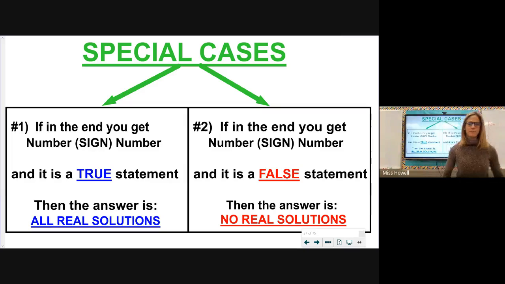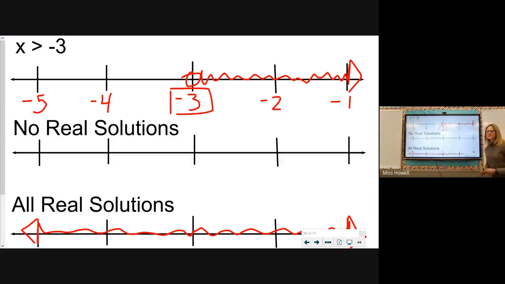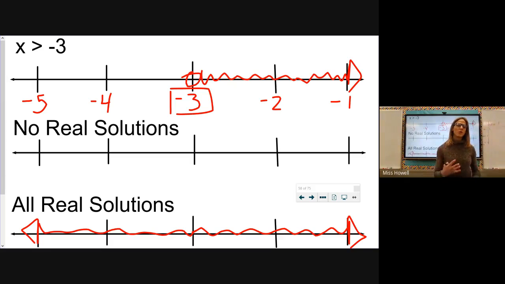When we have special cases, our graphs will look a little bit different. Right? So in this case, we could have a variable, an inequality statement, and a number. In that case, we'll have an open or closed circle and a shading in a direction. We could have no real solutions, which means my graph would stay completely empty because nothing on the number line works. And I could have all real solutions, which means my entire number line should get shaded because every number on the entire number line is technically a solution.